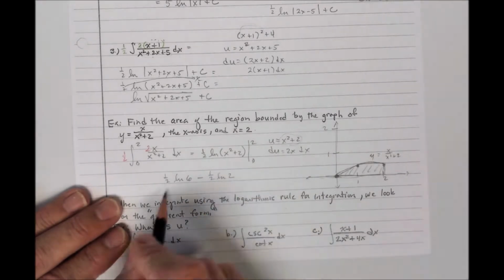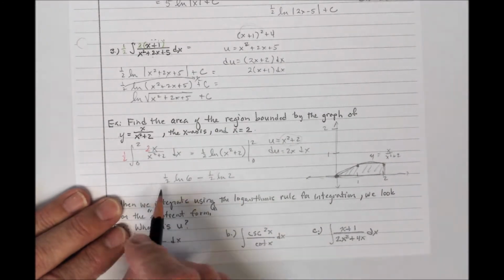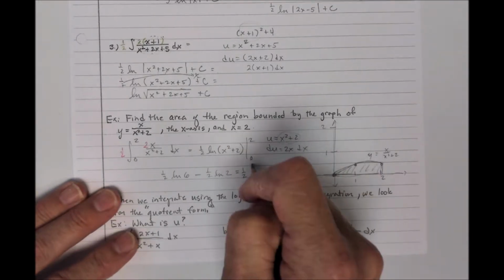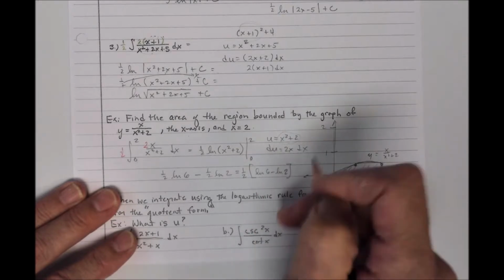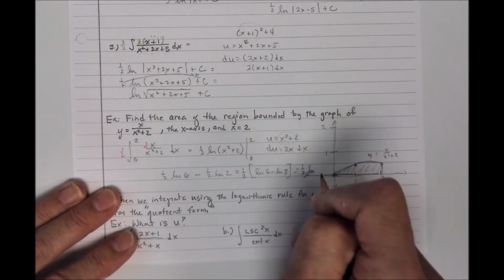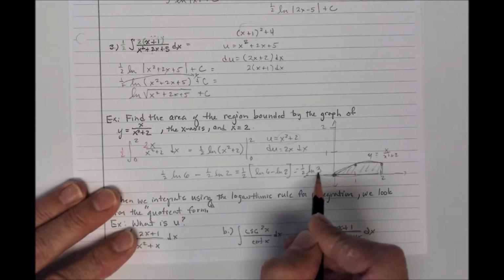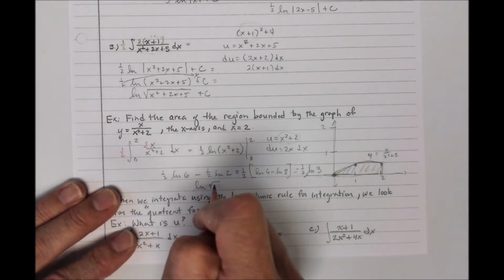Now this is not a terrible answer by any means. I can rewrite this. I can pop out the half. Write this as the natural log of 6 minus the natural log of 2, which of course is 1/2 the natural log of 3, 6 divided by 2. And then 1/2 would be an exponent, so this would be the natural log of the square root of 3.